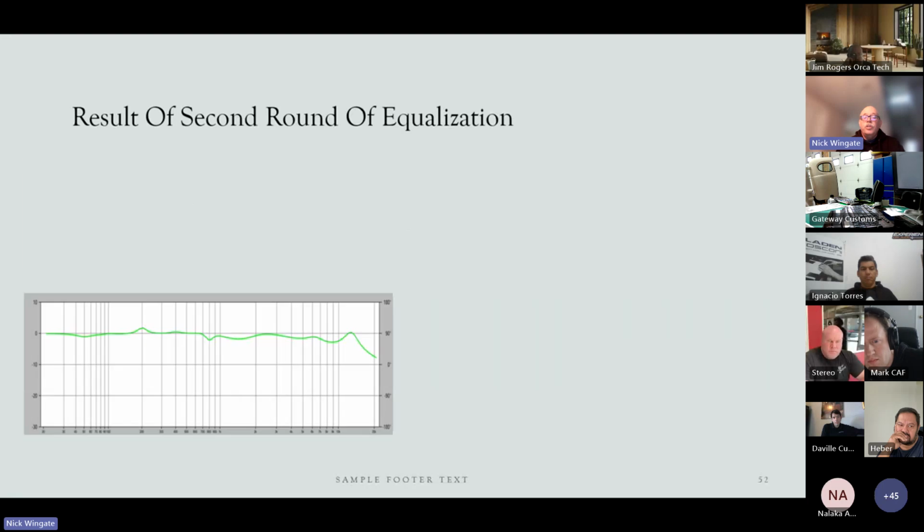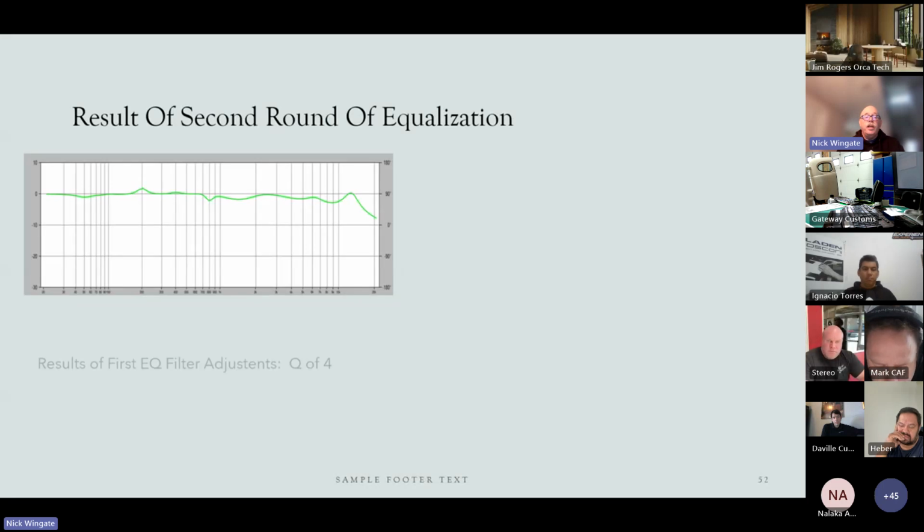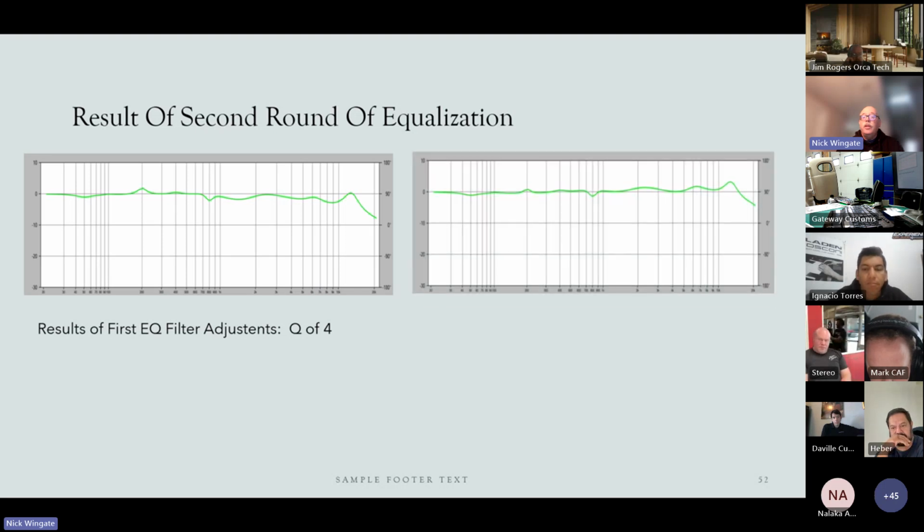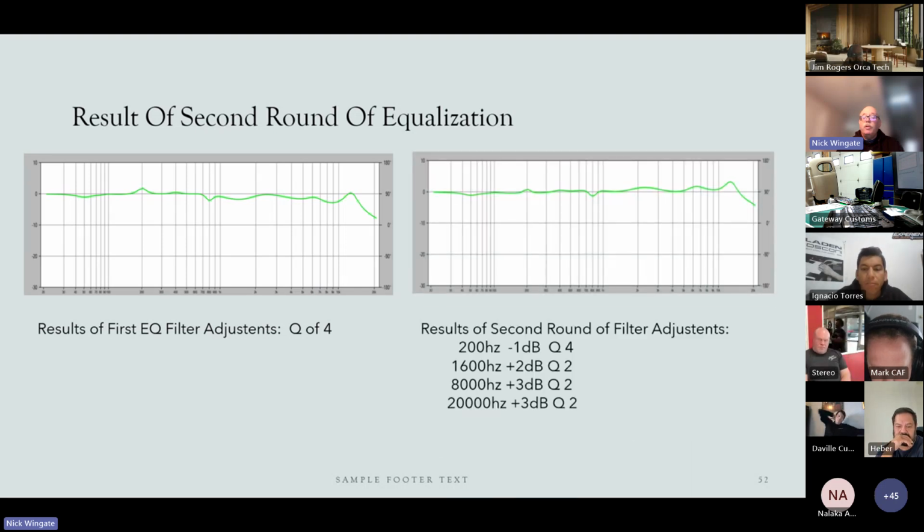Now, second round of equalization is this. Okay, this is the results that we did. This is what I ended up with on the second one. I took a look at this peak at 200 hertz, which I turned down 1 dB. Then I saw 1600 had a problem right here.